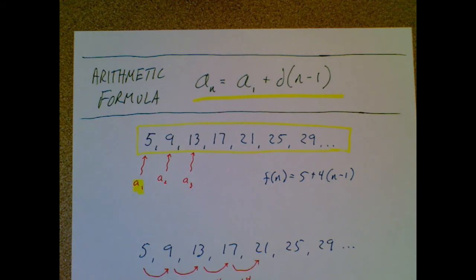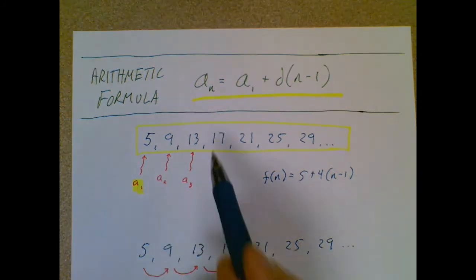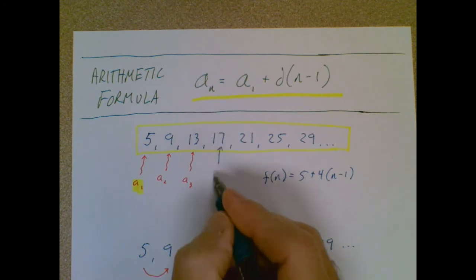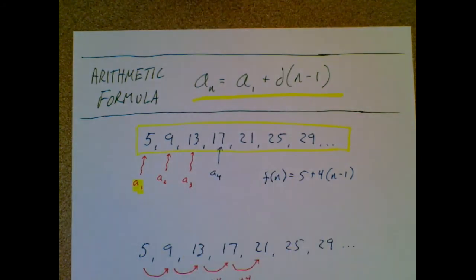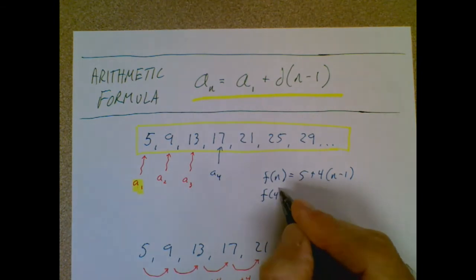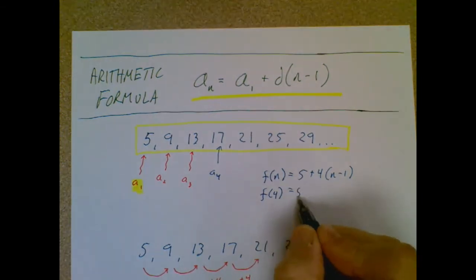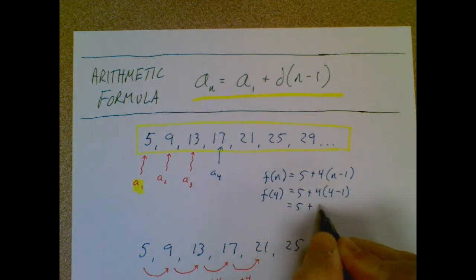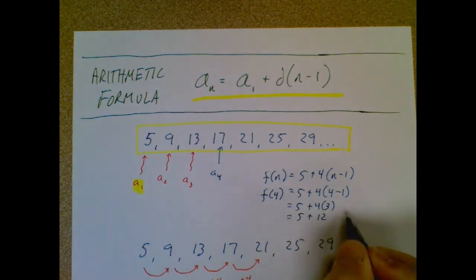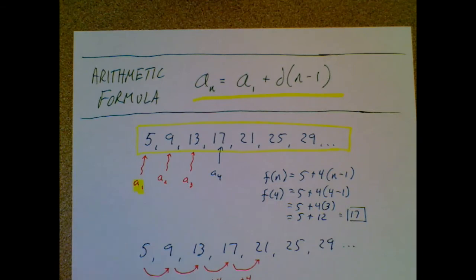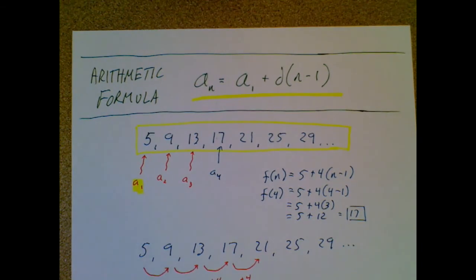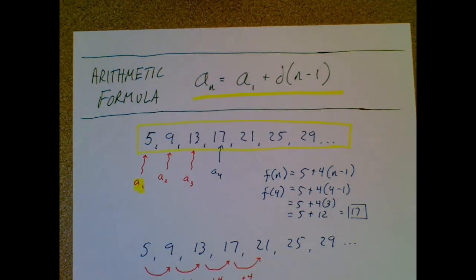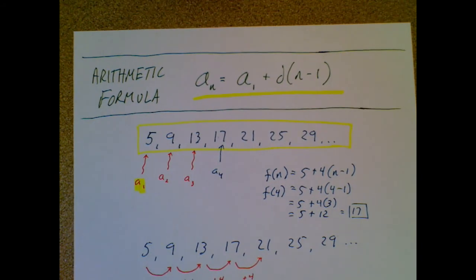If I go back up to the top and I say, well, this is the 4th term. Let's see if my formula works for that. It sure does. Check this out. I plug in a 4. And I get out a 17. Just what I figured I should get using that formula. Okay, that's the basics of how to use the arithmetic formula.